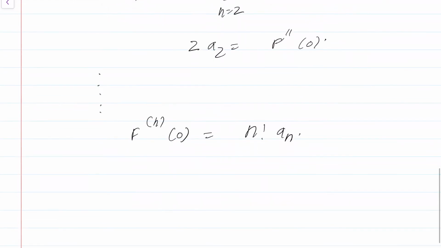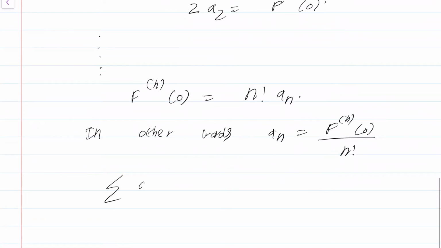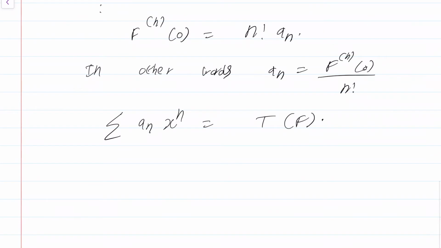In other words, a_n is nothing but f^(n) at 0 by n factorial, or in other words, summation a_n x^n is nothing but the Taylor series of f. So the net upshot is summarized in the following theorem. Everything that we have done is summarized in the following theorem.